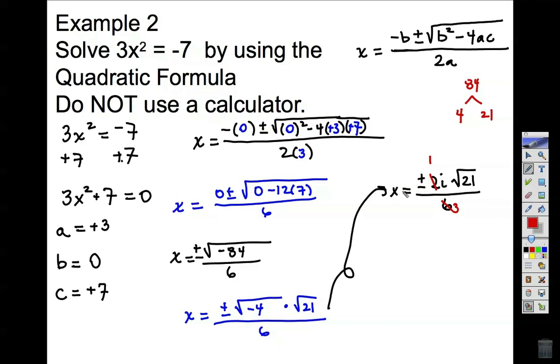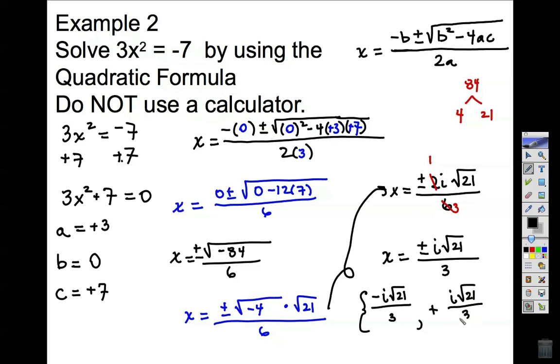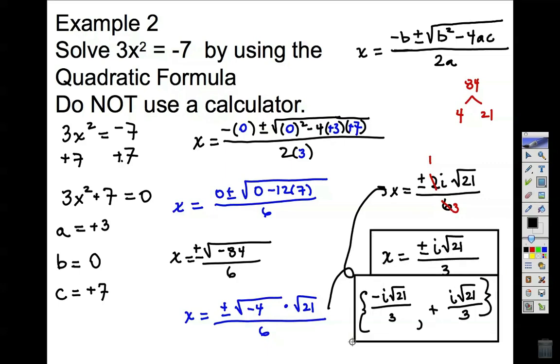This plus or minus is not being added with something else. So in this case, my final answer equals plus or minus i times the square root of 21 all over 3. Or the different way that you can be shown the answer is negative i times the square root of 21 all over 3, comma, i times the square root of 21 all over 3. These are valid and correct answers.